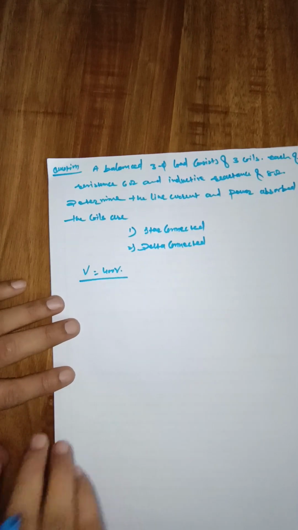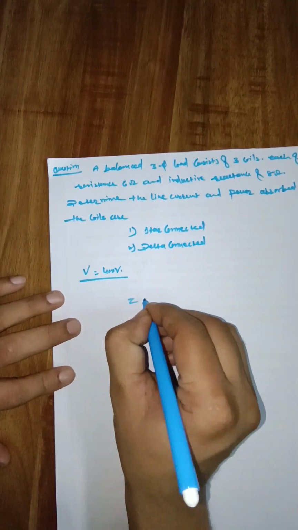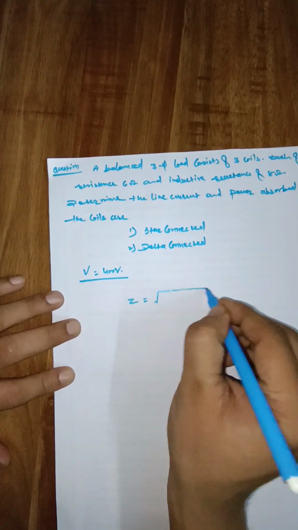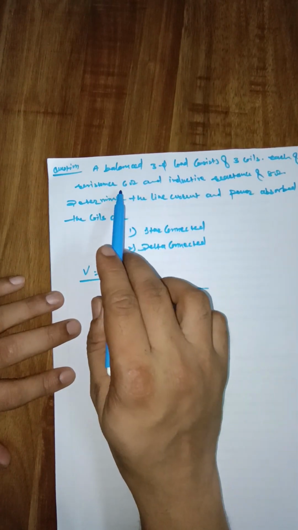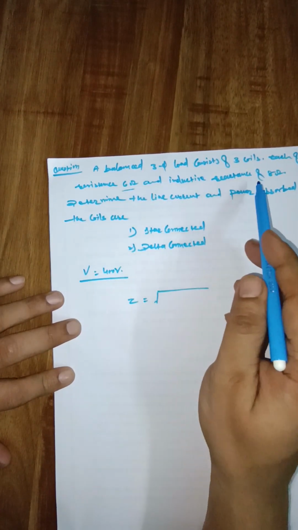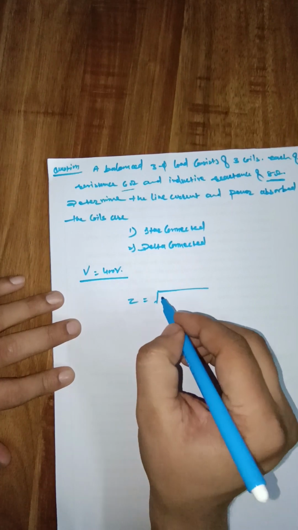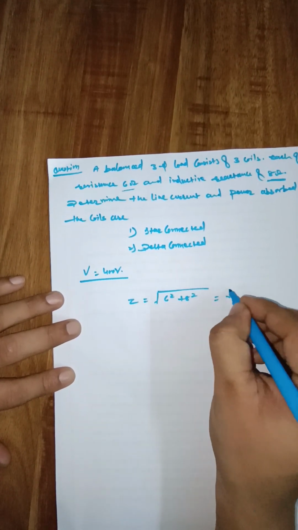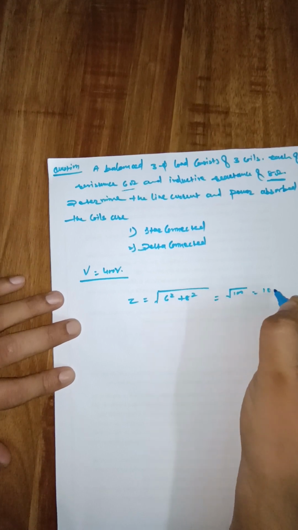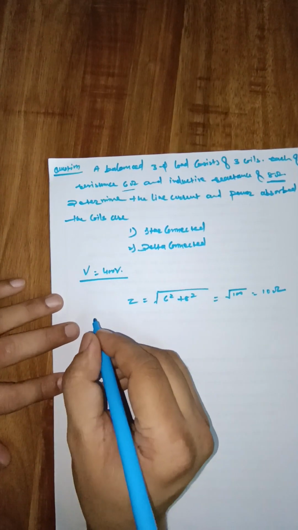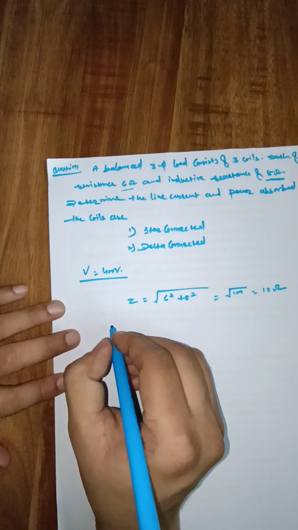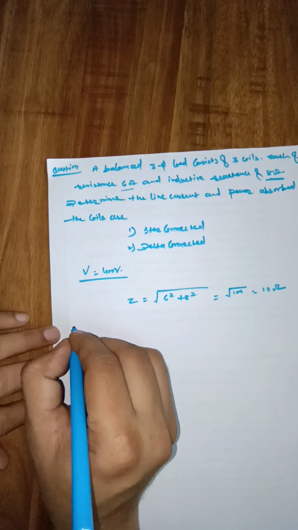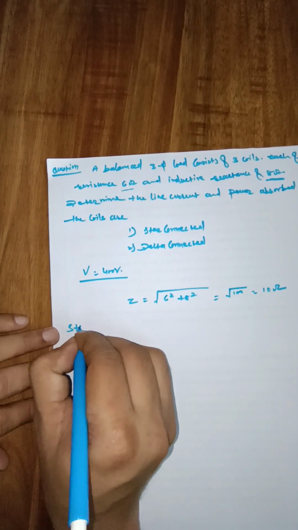Okay. Now first we have to find the value of Z. Z will be equal to what? It is given that the resistance is 6 ohm and inductive reactance is 8 ohm. So it will be equal to root of 6 square plus 8 square. So value will come out to be root 100, so 10 ohm. It will be Z. Now first of all let us take star connection.